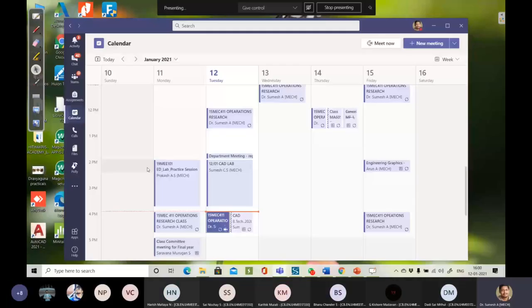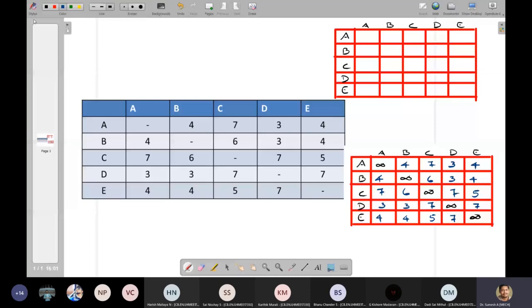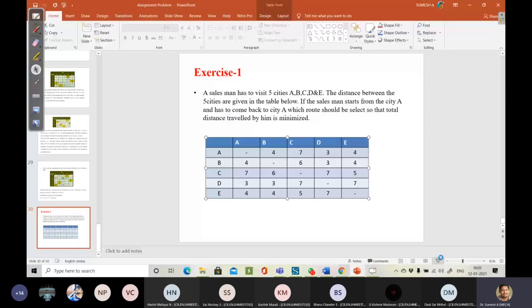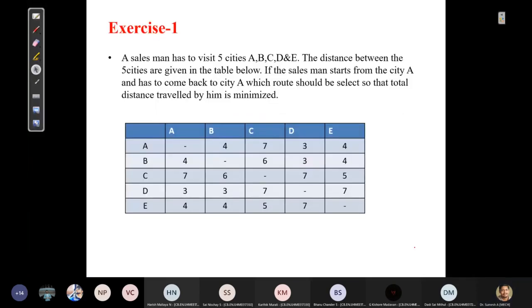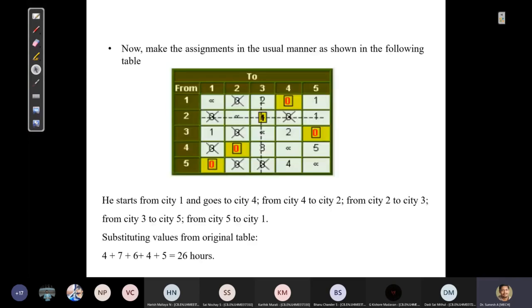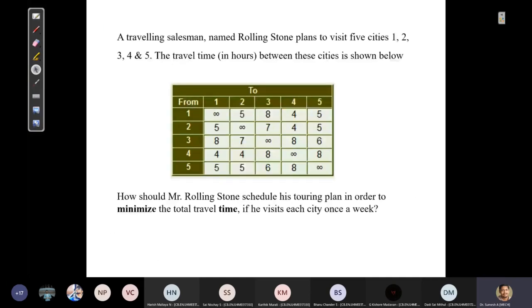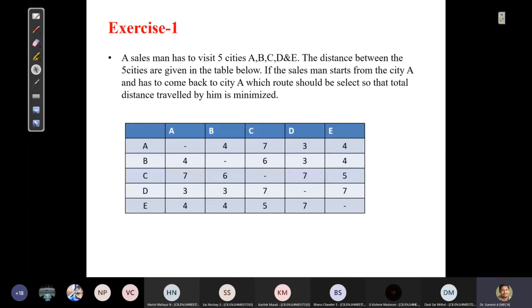Good evening. I hope I am audible. This is a problem. A salesman has to visit 5 cities A, B, C, D, and E. The distances between the 5 cities are given in the table below. If the salesman starts from city A and has to come back to city A, which route should be selected so that the total distance traveled by him is minimized?